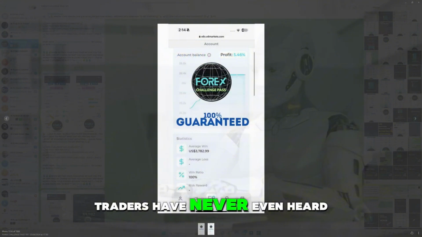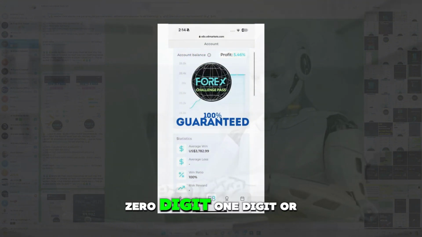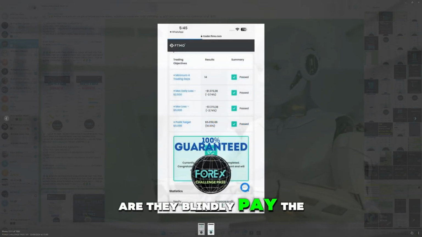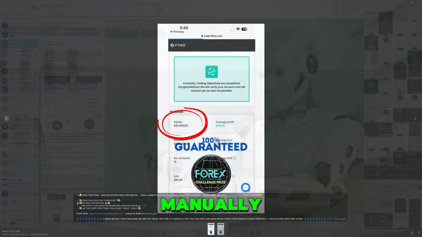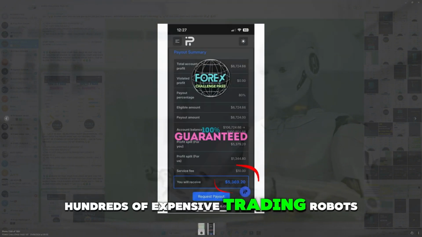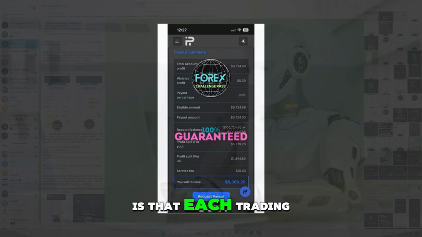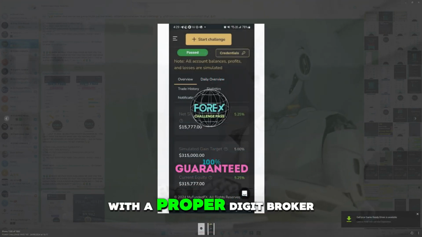95% of all traders have never even heard of the terms 0-digit, 1-digit, or 2 digits when it comes to a prop firm. They blindly pay the challenge fee and either attempt to trade manually, or use one of the hundreds of expensive trading robots freely available on the internet? What people don't understand is that each trading robot needs to be matched with the proper digit broker.